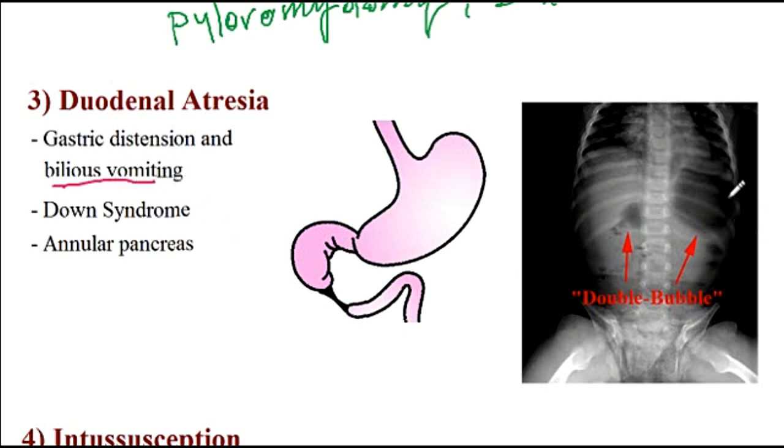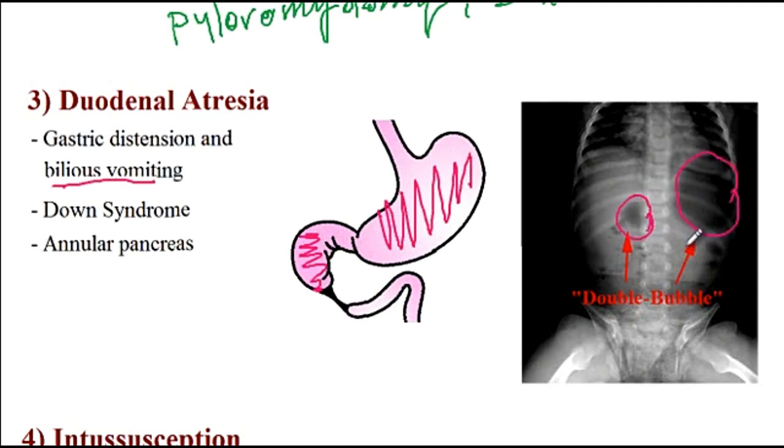And so one important finding that you will see on the X-ray is a double bubble sign, where you see that here we have double bubbles. And so this double bubble sign is due to the dilation of the stomach as well as the proximal portion of the duodenum, which presents with two bubble signs on the X-ray.